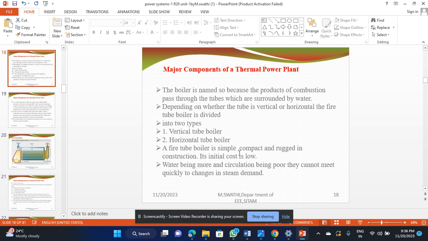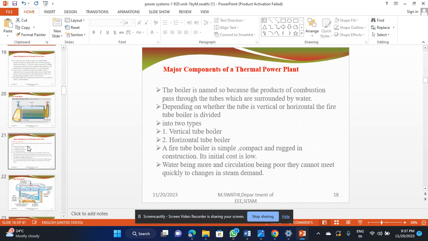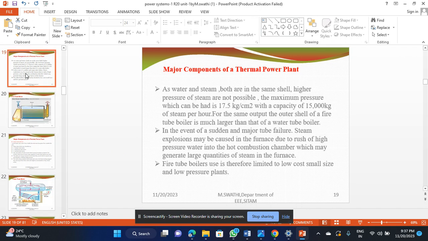Fire tube boilers are simple, compact and rugged in construction. Their initial cost is very low. But water being more and circulation being poor, they cannot meet quickly the changes in steam demand, and they cannot withstand high temperatures. In the fire tube boiler, the water and steam are both in the same shell.